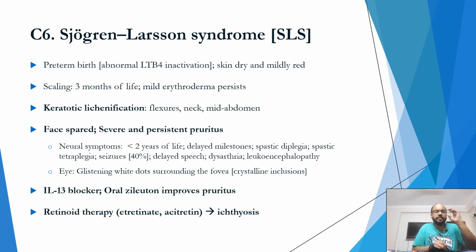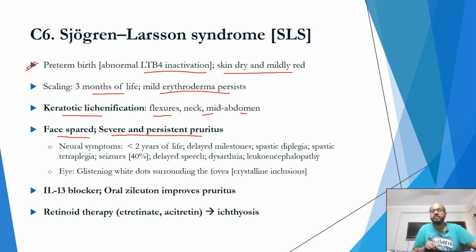So, in Sjogren-Larsson syndrome, the birth may be preterm. Why preterm? Because leukotrienes are required for proper labor contractions and all. If that is deficient or increased or not available properly, improper inactivation can lead to preterm birth. The skin is dry and mildly red. Scaling occurs in about 3 months of life with mild erythroderma that can persist. There's keratotic lichenification of flexures, neck and mid-abdomen. The face is spared. There is severe and persistent pruritus, so that is important. In Sjogren-Larsson, you have severe pruritus.